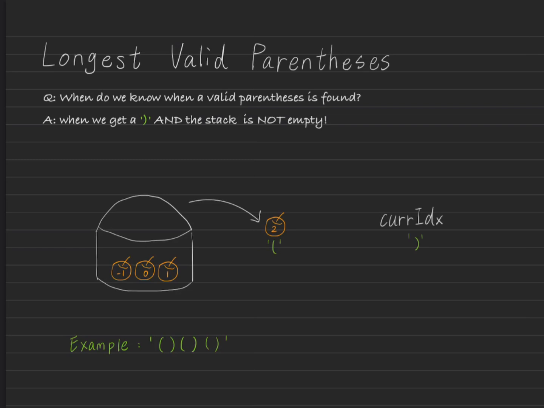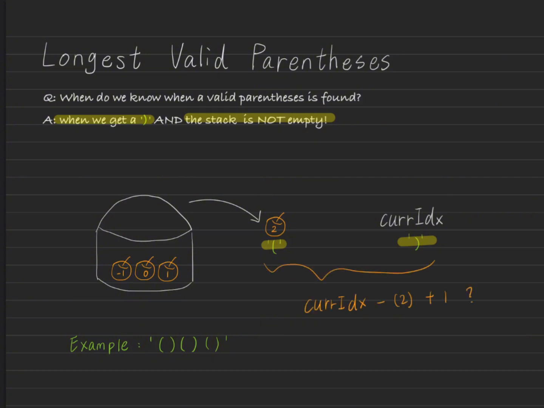Now, how do we know when a valid parenthesis is found? We need to make sure that at any given time, the number of left brackets seen in the stack is more than the number of right brackets. So the condition is when we get a right bracket, because a valid parenthesis has to end with a closing bracket, and when the stack is not empty. When we get a right bracket, we pop from the stack. This means that we have found its matching left side.